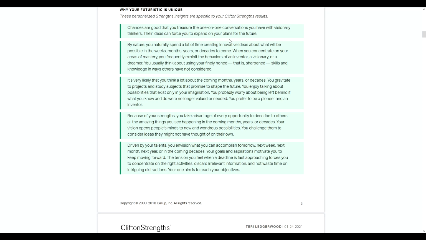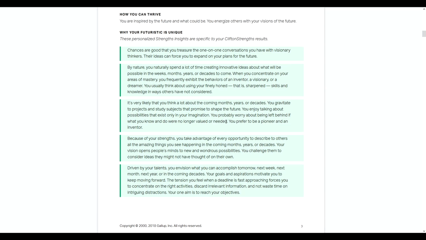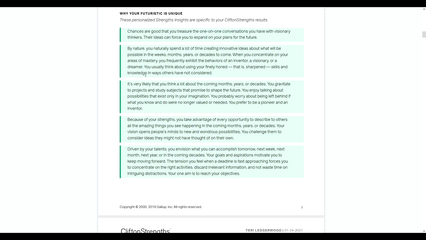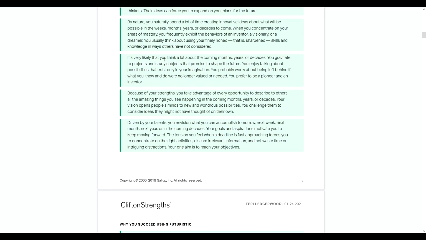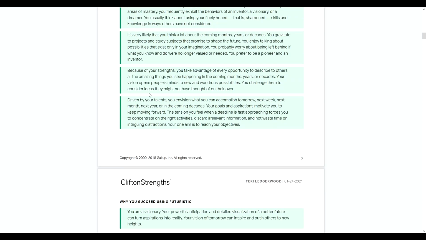So the main things I take away from my report on futuristic is that I treasure one-on-one conversations or more intimate conversation settings. The biggest thing for futuristic, loves to brainstorm. Coming up with innovative ideas. I don't like being told that it isn't possible in this stage. I just like the ability to dream and think about possibilities and imagine and things like that.